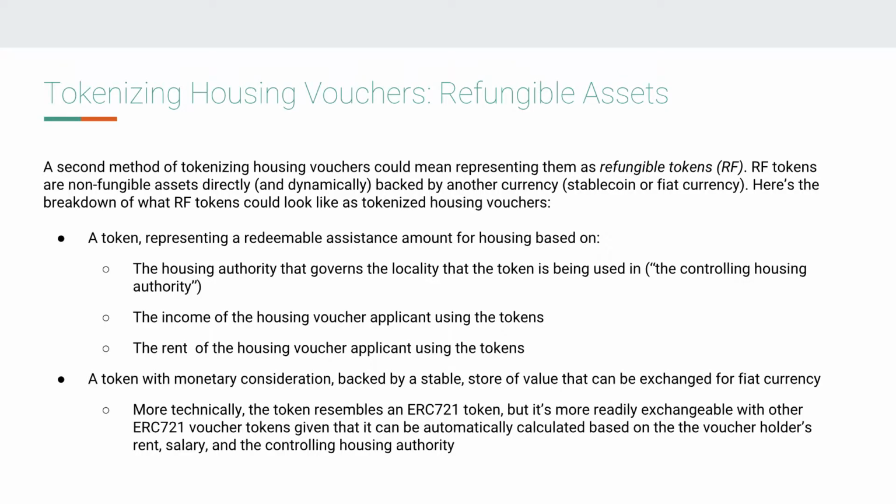So re-fungible is when you have a non-fungible asset that can be linked to a fungible value. And because we had that great equation up there, we know that we can do this with these types of services and food allocations really easily, because it's already how those systems work. So a token representing a redeemable assistance amount of housing, based on the housing authority that governs the locality, the income of the housing voucher applicant, and the rent of the housing applicant. Now we're starting to set some pretty dynamic parameters that can respond based on the district that you're in.